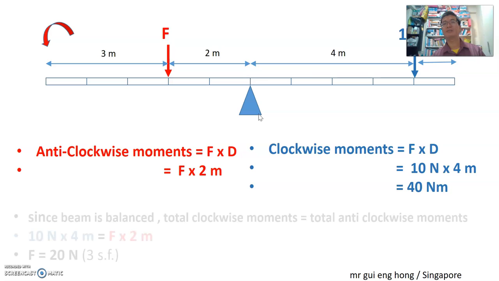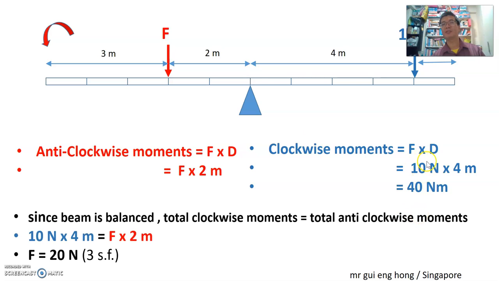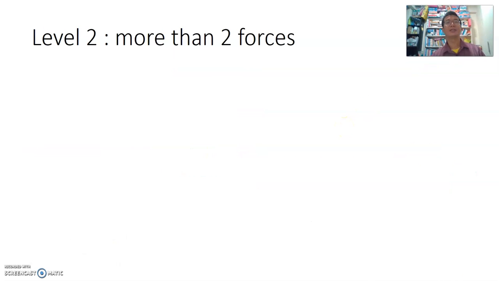Now, the clockwise moment and anti-clockwise moment must be equal. 10 times 4 must be equal to F times 2. Note again that it is F times 2. Now this 3 meter here is not used in the calculation. Likewise, this 1 meter here is not used in the calculation. Now next, we are going on to an example where we have more than two forces.